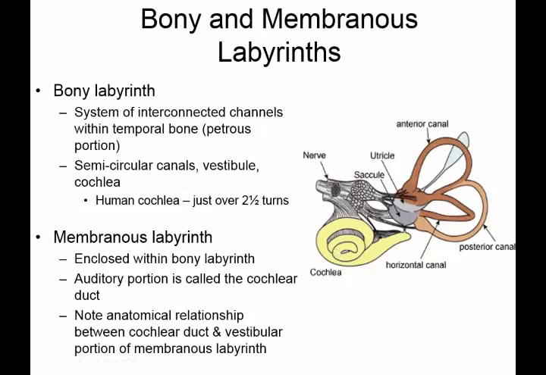The human cochlea is about 2.5 turns. Other animals have longer, others have shorter cochleas. Mice, as far as I know, have about 3 turns. It depends on how much frequency selectivity they have, or frequency range. The membranous labyrinth is enclosed within the bony labyrinth, and the auditory portion is called the cochlear duct, and the vestibular system, well, the vestibular portion is called the vestibular tract.